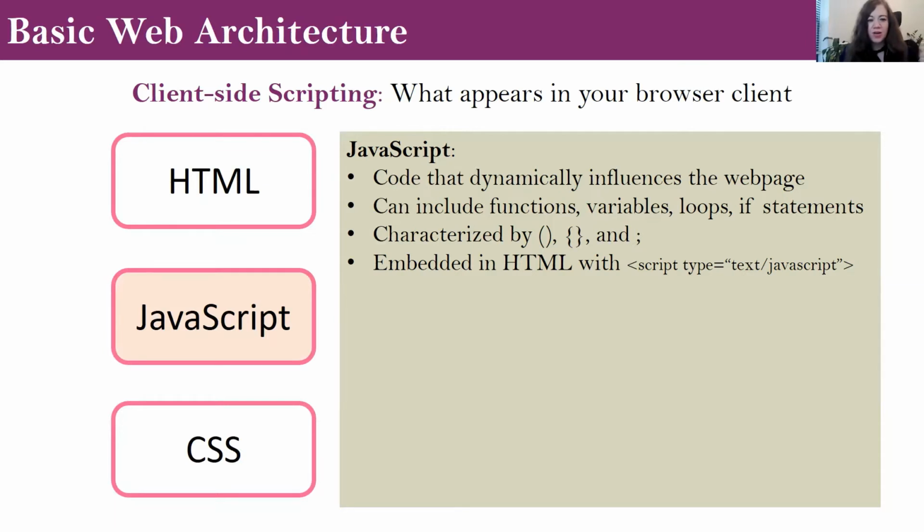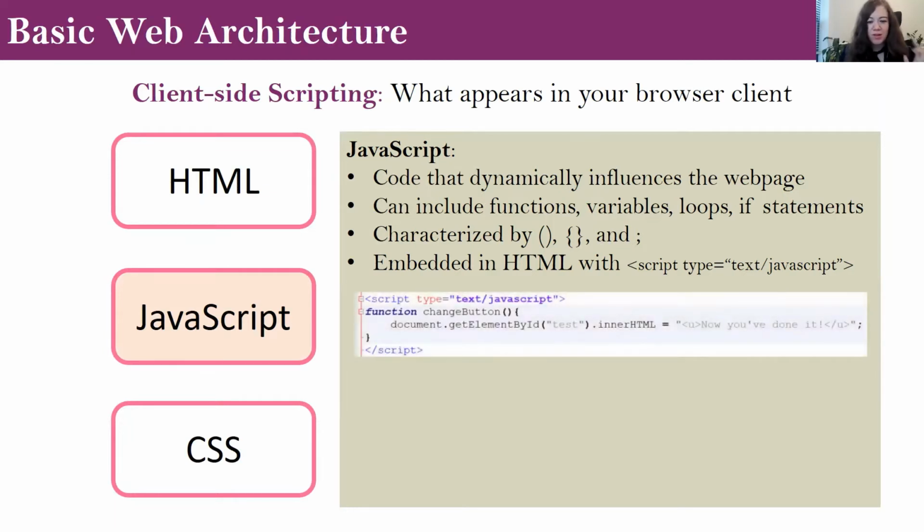Visually, you can characterize JavaScript with the usage of parentheses, curly braces, and most of the lines tend to end with semicolons. And you can embed JavaScript in HTML with this specific tag here. This script type is JavaScript. And so here's an example of a snippet of JavaScript code. First, we're embedding it into an HTML document. So we have this script tag here.